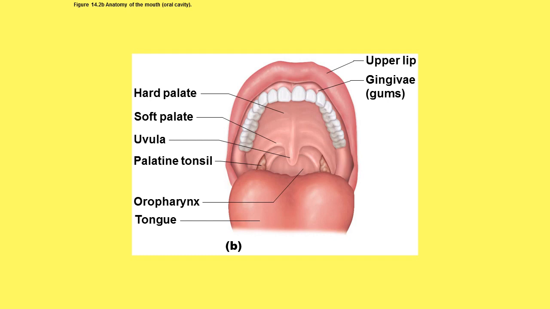If you look at the anatomy of the mouth itself, you have shown here the upper lip, the gingiva, which are the gums. You have the hard palate in front, the soft palate behind that, and then the uvula is that little tissue cartilage that hangs down. You can see it when you open your mouth wide. If you touch either that or the side of it, you will initiate what is known as the gag reflex. You can see the palatine tonsils, and then the very back is the oropharynx.